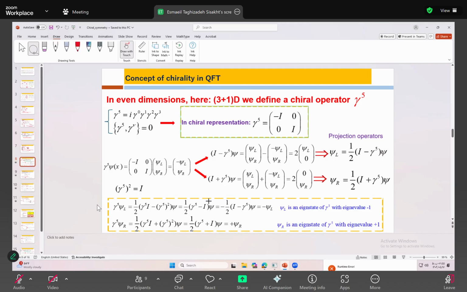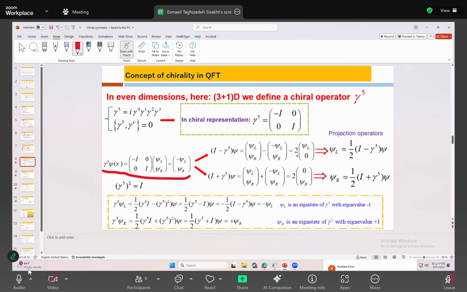Okay, please go ahead. I'm answering the other question. So here, this is a very clear explanation of how the gamma 5 operator acts on the state.